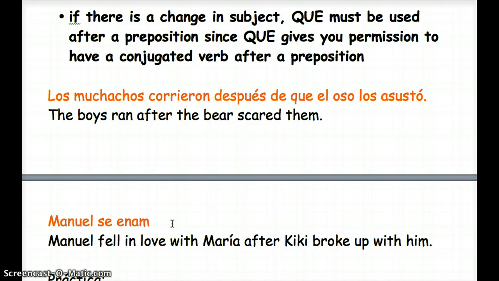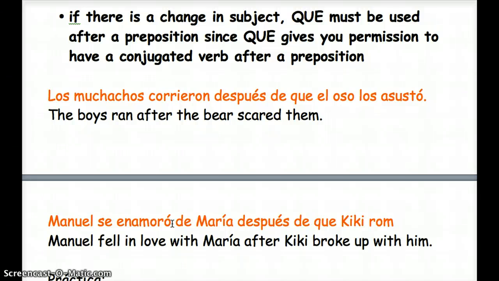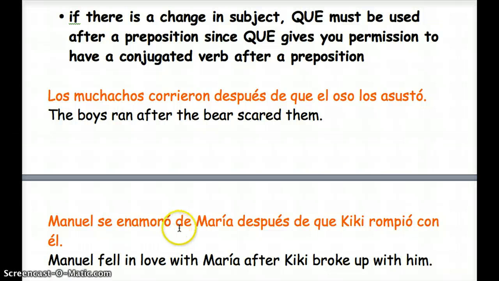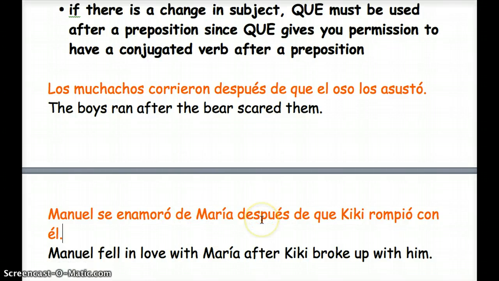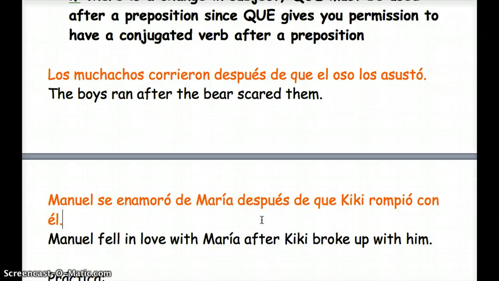Manuel se enamoró de María después de, here's where we need the que because we're going to have a conjugated verb, de que Kiki rompió con él. Manuel se enamoró de María después de que Kiki rompió con él.